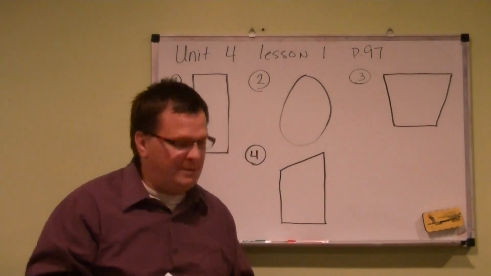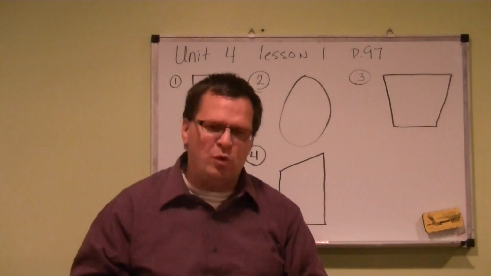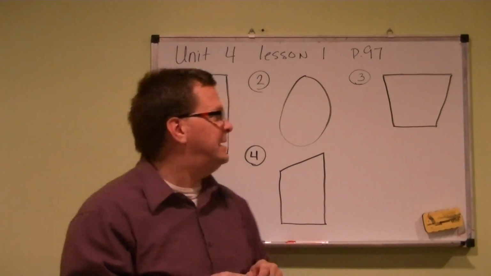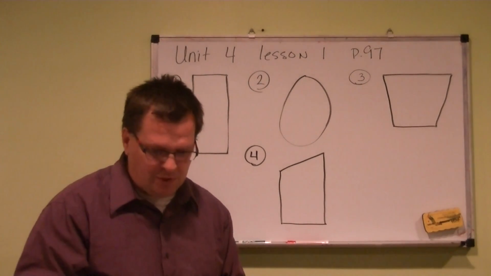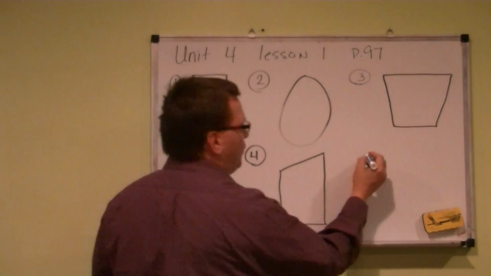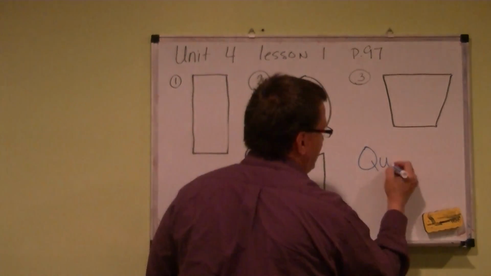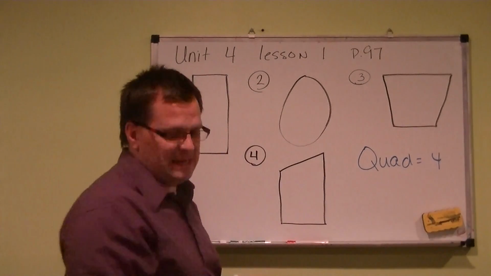Alright, tonight we're going to be talking about Unit 4, Lesson 1 on page 97. And it's reviewing quadrilaterals and types of lines. This is more just a quick review for a lot of us, because we're starting to understand what a quadrilateral is, which a quad means 4. So quad equals 4. And lateral means sides.